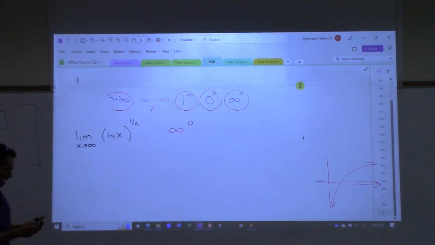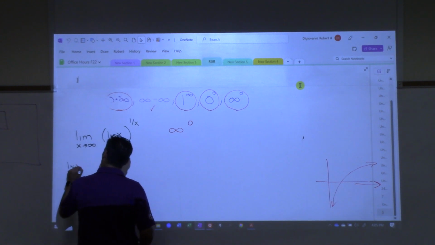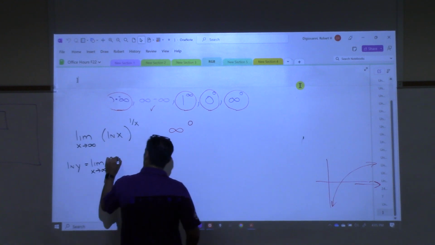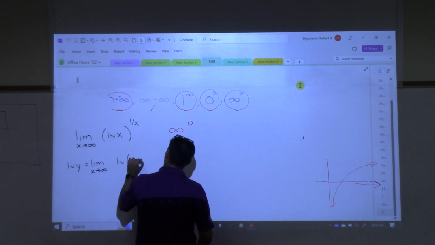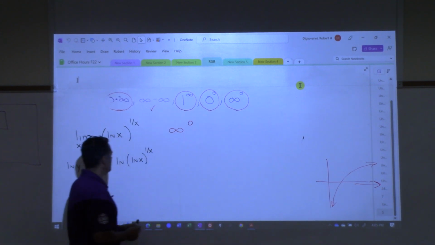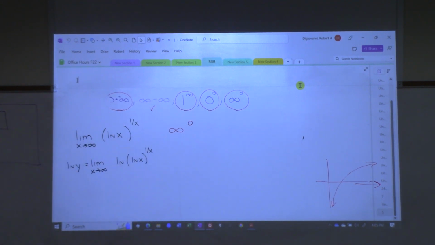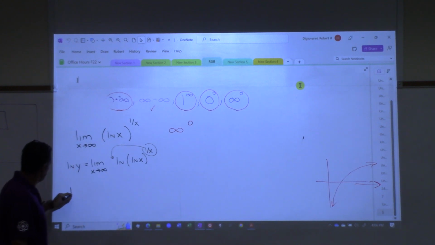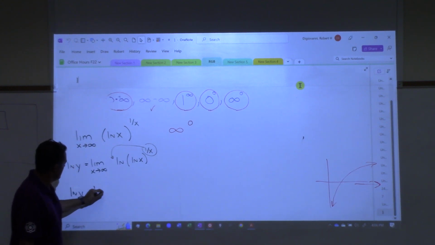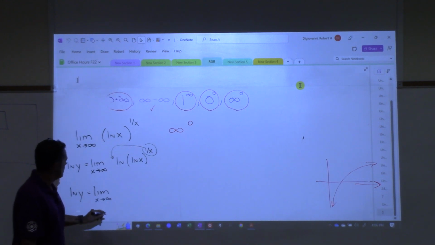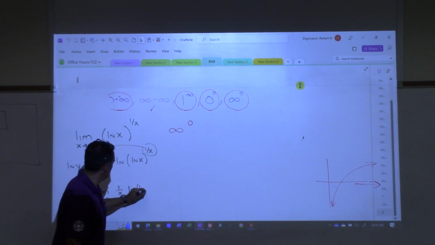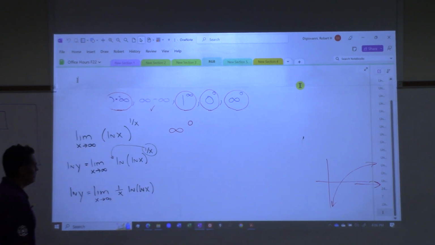So we do natural log on both sides. Bring the natural log inside the limit. We'll have a natural log of a natural log, right? Kind of weird. It's natural log of natural log. Pop the 1 over x out. Natural log of x. That's a double natural log there.